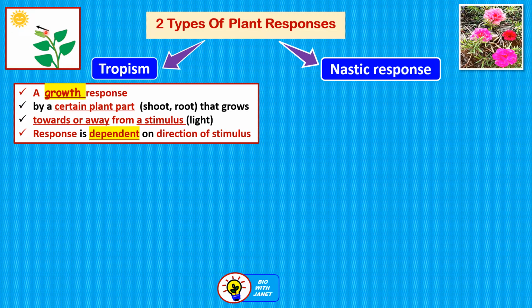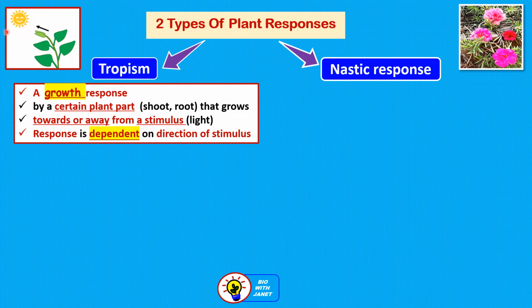For example, shoots grow towards sunlight or light. As it grows, it is responding to the stimulus of light. The plant part can either grow towards the stimulus or away from the stimulus. For example, roots will grow away from light. It's a protective response that prevents the roots from drying up, right? So roots grow away from light, whereas shoots grow towards the light.